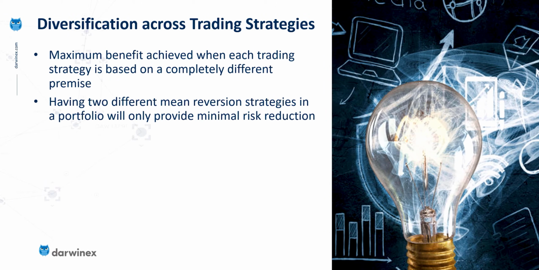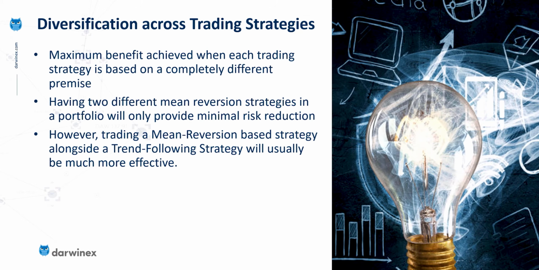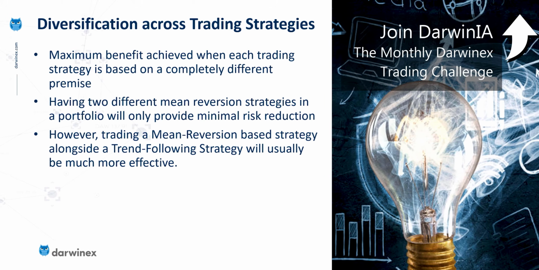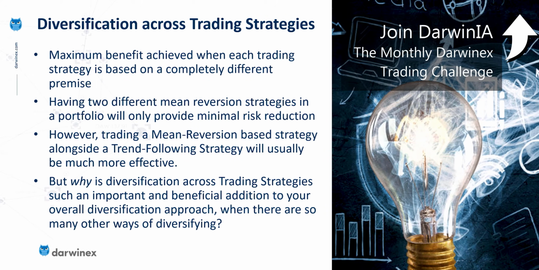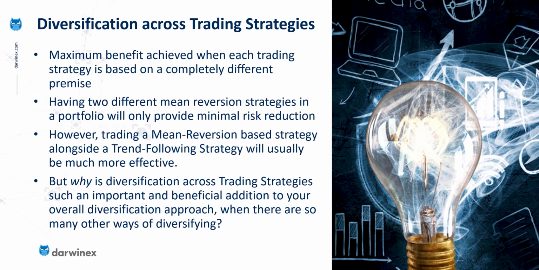However, if the two trading strategies that you're trading are based on a mean reversion strategy alongside a trend following strategy, then this will lead to much more effective diversification because those two strategies will be uncorrelated, and they should be taking completely uncorrelated trades. But if we're already diversifying across different assets and time frames, then do we really need to also diversify across trading strategies? And my opinion of this is that yes, there are definite advantages of doing this.